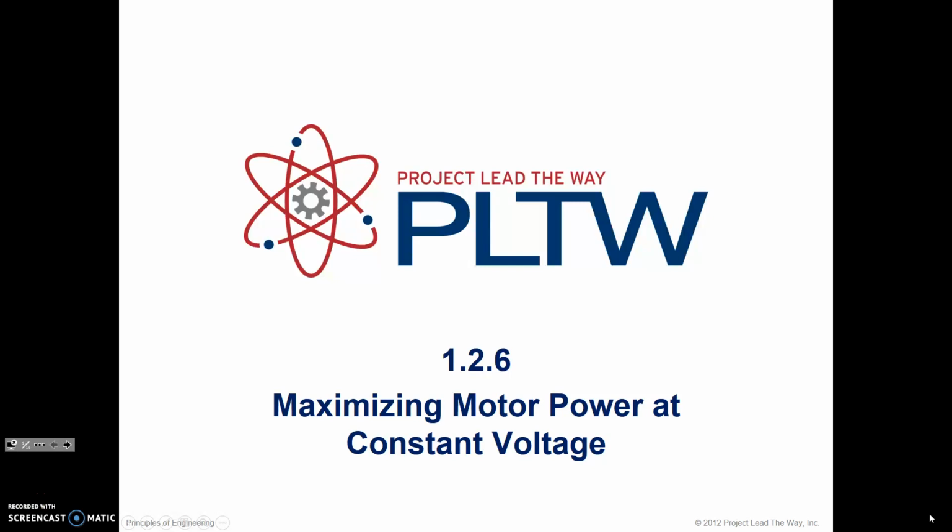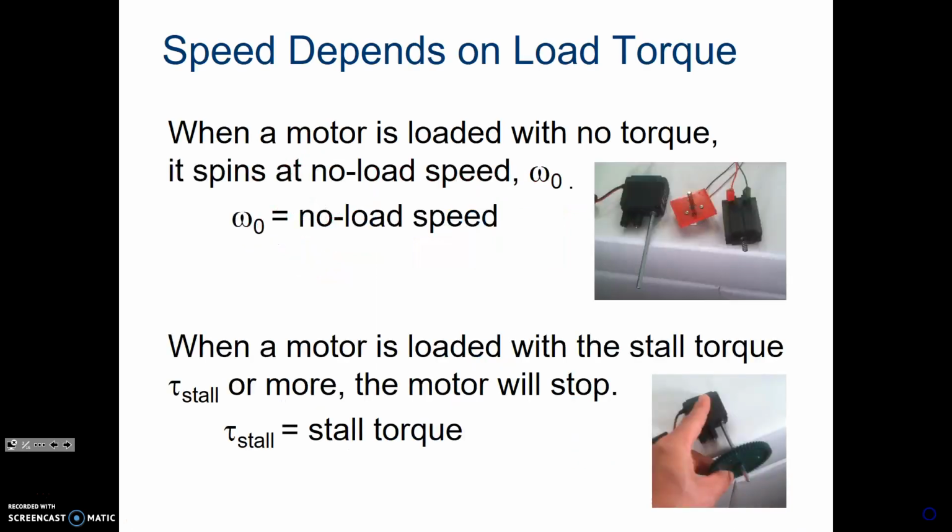Welcome. This is 1.2.6, maximizing your motor's power. This is going to be a very short and quick introduction of what you are going to do in class. First off, we have to talk about some terminologies. The omega naught, which is this symbol right here, stands for no load speed. What that means is you connect your motor to the power source without anything on it, and it's just how fast can it turn.